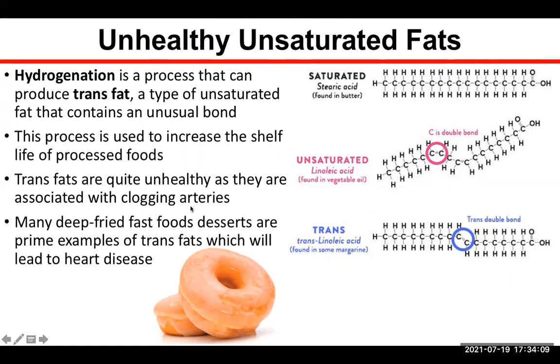And trans fats are associated with clogging our arteries. And so a lot of deep fried fast foods or desserts are going to be prime examples of foods that have trans fats. So that's why you really want to stay away from these, because they have so many trans fats that are really going to end up clogging your arteries and leading to cardiovascular disease.